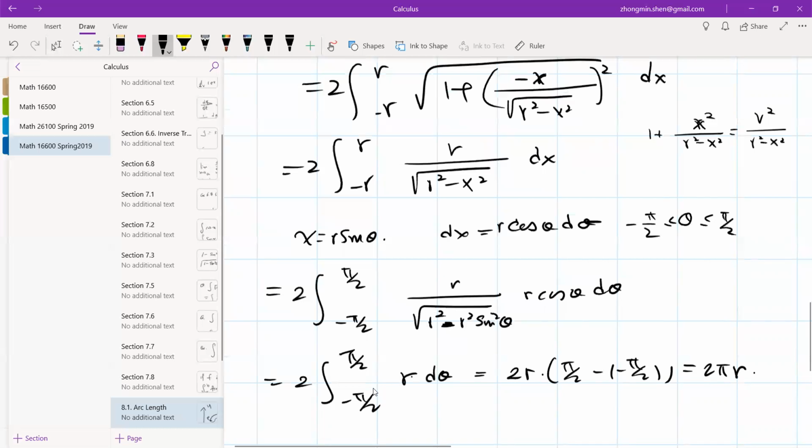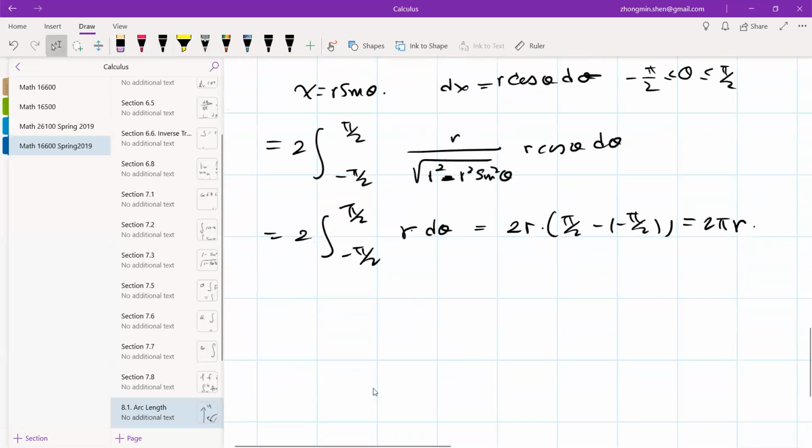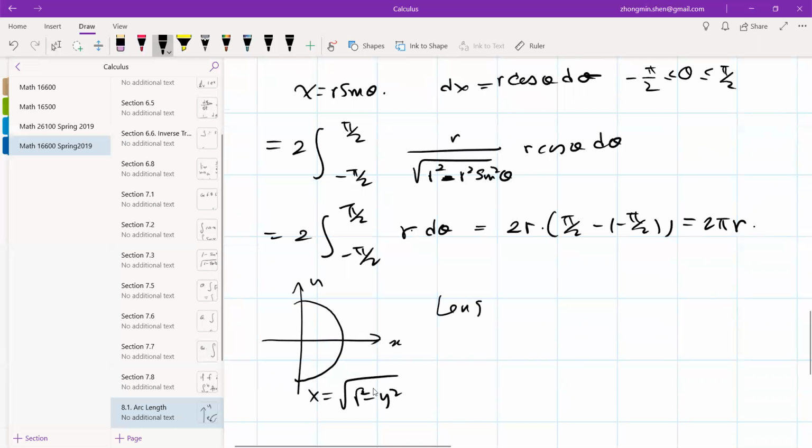Right? But if you use the right semicircle, then you have to use this one. Right? And the length is given by a similar formula.